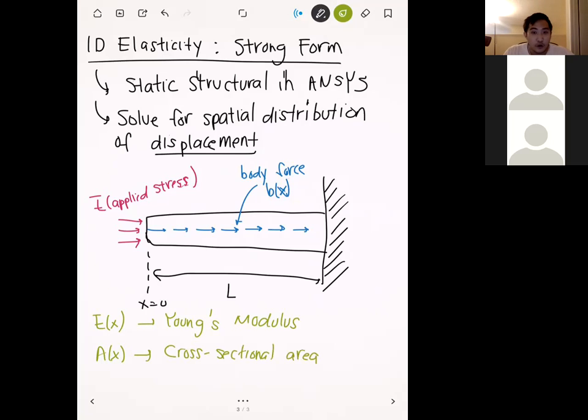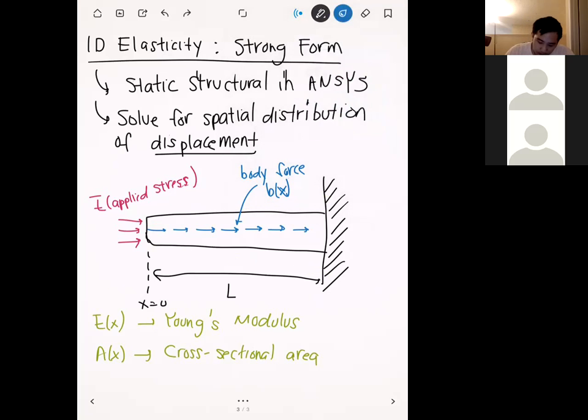Okay. And notice here that I've defined these as functions of x. What we're doing is allowing these properties to change as a function of space. So maybe you might have a bar here that's changing in cross-sectional area, maybe tapering like that. With the direct stiffness method, we couldn't handle these situations because we assumed that the cross-sectional area was the same all throughout the bar. But when we're talking about the differential equation, we can handle these more general situations.